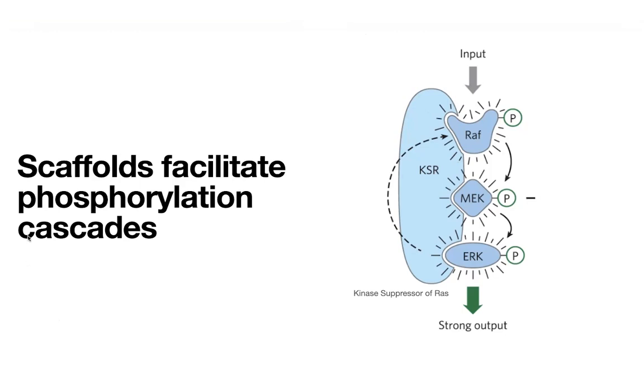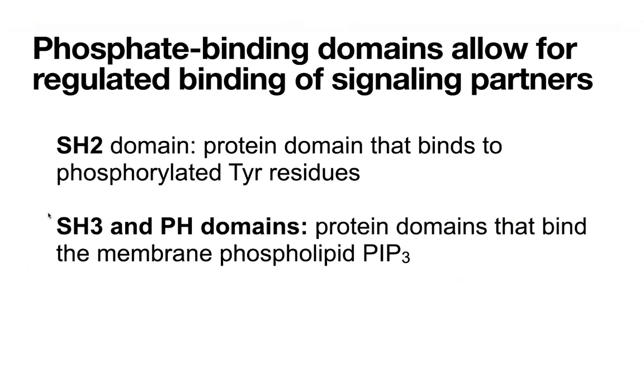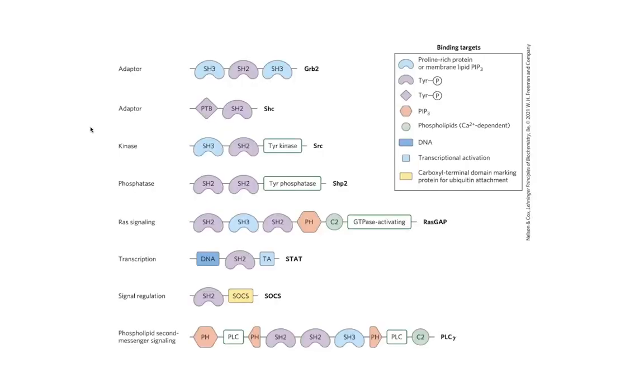How do these things all bind together? A lot of it is going to be mediated by binding to phosphorylation sites. There are a couple of main phosphate binding domains. One is the SH2 domain, which is a protein domain that binds to phosphorylated tyrosine residues. We also have SH3 and PH domains, which are protein domains that bind the membrane phospholipid PIP3. So we have phosphorylation-mediated ways in which we could bind to membranes and bind to phosphorylated proteins. What you see a lot is that different types of proteins are going to have different combinations of these SH2 and SH3 domains, as well as a lot of other domains.